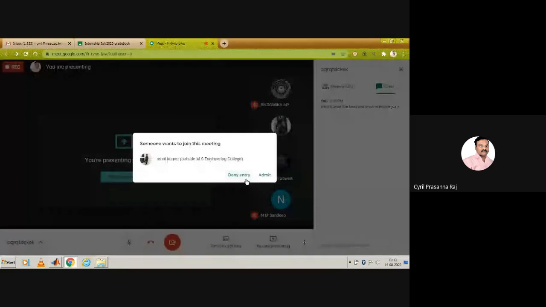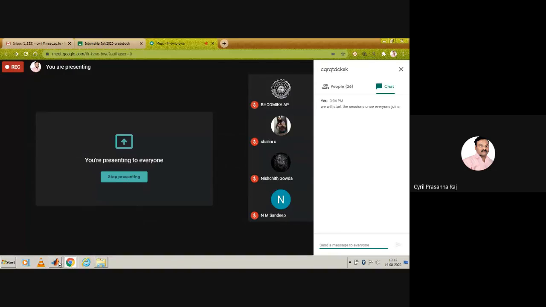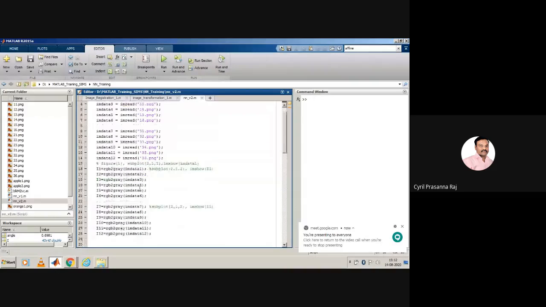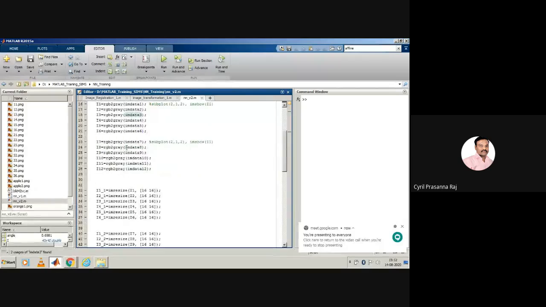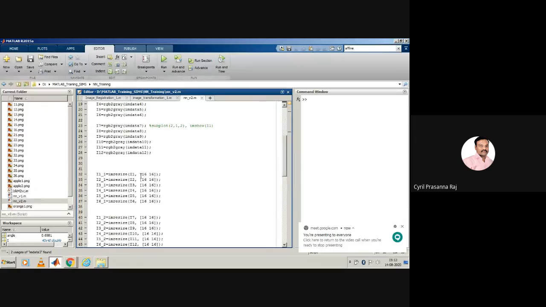Then we are converting those images from RGB to gray, using the command rgb2gray. After that, all 12 images have been converted. Then we resize the images to 16 cross 16. You can even make it 32 cross 32 or 64 cross 64, but it will take larger memory. My RAM configuration is very low, so I don't want to burden the system. That's why I've taken 16 cross 16.